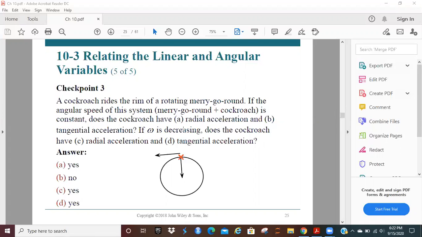If omega is decreasing, does the cockroach have radial and tangential acceleration? If our angular speed is decreasing, then we have a deceleration going on. So not only do we have the radial acceleration as we had before, since it's moving in uniform circular motion, but now since this is decreasing, yes, we have tangential acceleration.